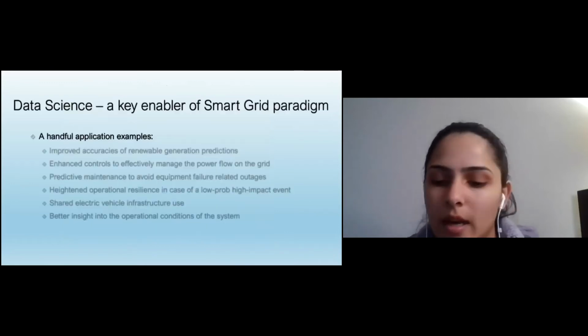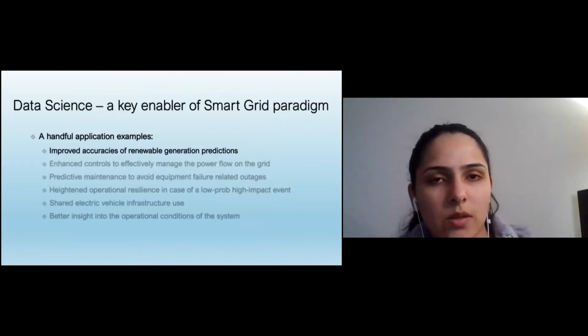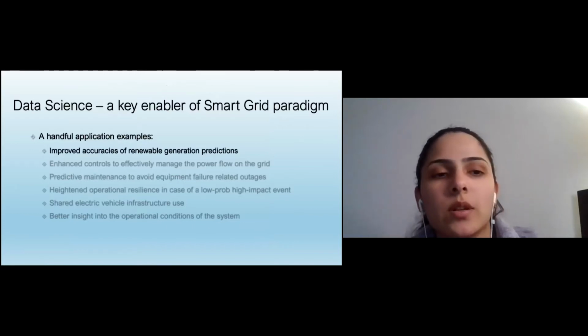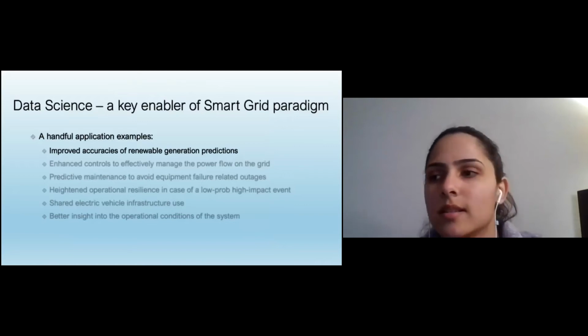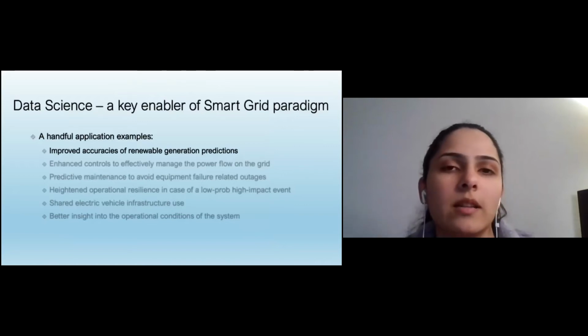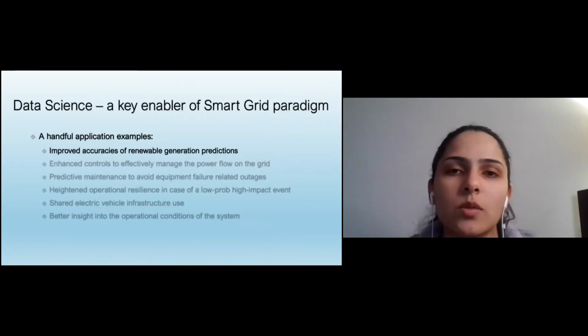So I think a handful of application examples would be: one is improved accuracy of renewable generation predictions. As I was explaining earlier, renewable generation sources are intermittent in nature, inherently. That's how they are. Sun shines on solar panels, and if clouds come for a few minutes, generation is going to drop. Same way with the wind. If wind stops blowing, the turbine won't rotate, which means the power generation is going to drop.